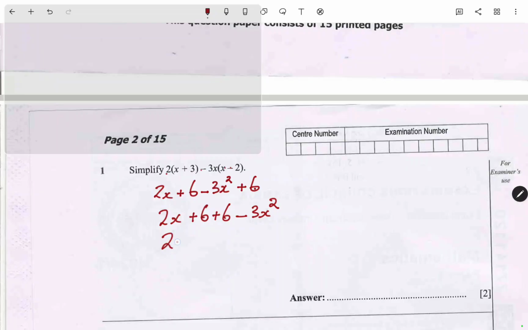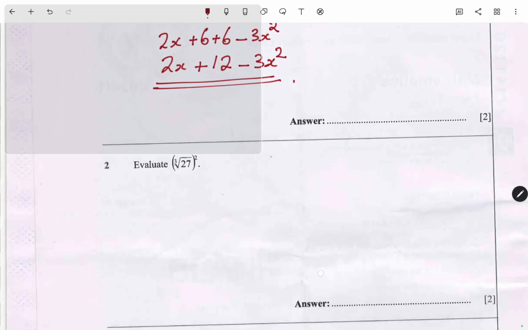So this will be 2x plus 12 minus 3x squared. We're done. Yeah, we're done. So that is how we solve or simplify such an expression.